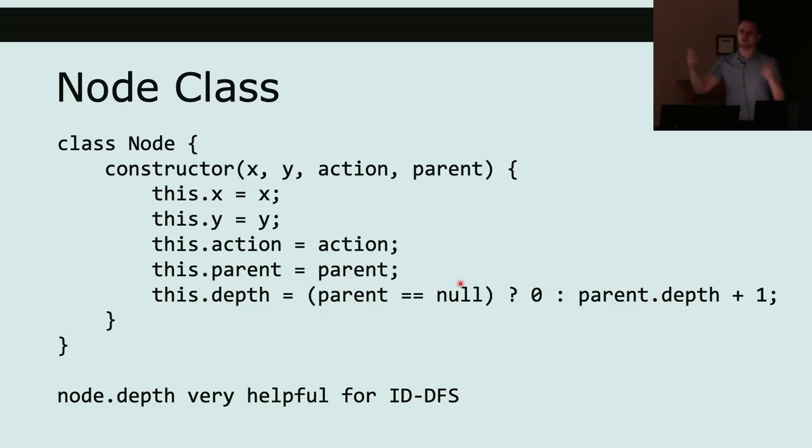There are a number of different ways in JavaScript to say that things don't exist. One is undefined, one is null, and there are all sorts of other different error codes. We're just going to use null for everything that we don't want to happen. And so node.depth is going to be very helpful for iterative deepening depth-first search.